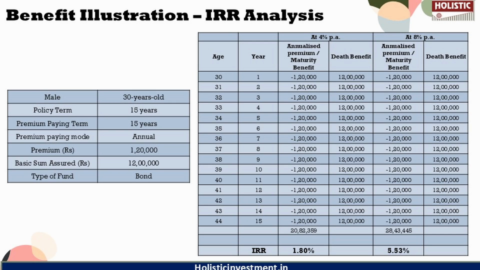Here the projected investment rate of return of this policy is assumed as 4% or 8% per annum just for calculation purpose. But these returns are not guaranteed, and they do not represent the upper or lower limits of what you could receive, because the value of your policy is determined by a variety of factors including future investment performance. This is just to show you how this policy can perform in worst and best case scenarios, because this policy has market linked risk. For the worst case scenario, the IRR for 4% per annum is resulting in 1.80%, and the IRR for 8% is resulting in 5.53%.